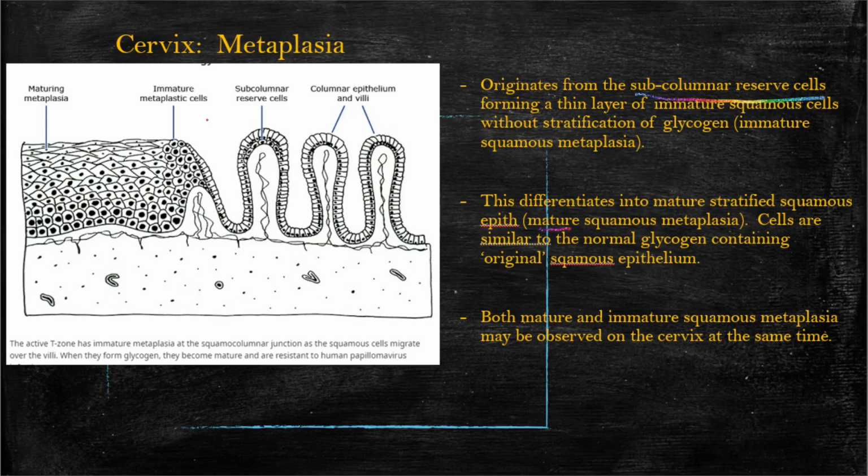So I kind of talk about it and think about it as this encroachment of squamous cells, when histologically it's really the columnar cells that are transforming, but the visual appearance of it is that the squamous cells are kind of encircling, tightening around the external os. Both mature and immature squamous metaplasia may be observed on the cervix at the same time. We've got some pictures of that.